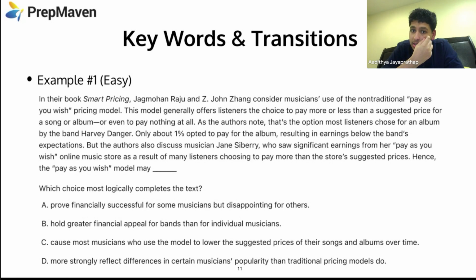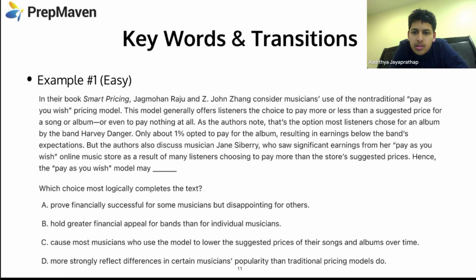For Harvey Danger, only 1% opted to pay for the album, which was below expectations. And then for Jane Siberry, the results made many listeners want to pay more. Yeah, exactly. So you see those are opposites, right? Yeah. So that was great, actually. Like you can totally pick from the text for that kind of thing, and it's good that you're paying close attention to the text. But you have to ask, right? Because sometimes you might realize that the text actually said something different. Like I asked you, did the same thing happen? And you were like, yeah, the same thing happened. But you actually look at the words and you see kind of the opposite thing happen to them.